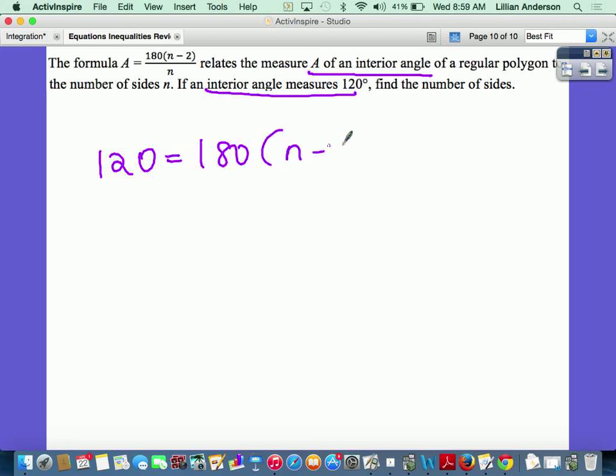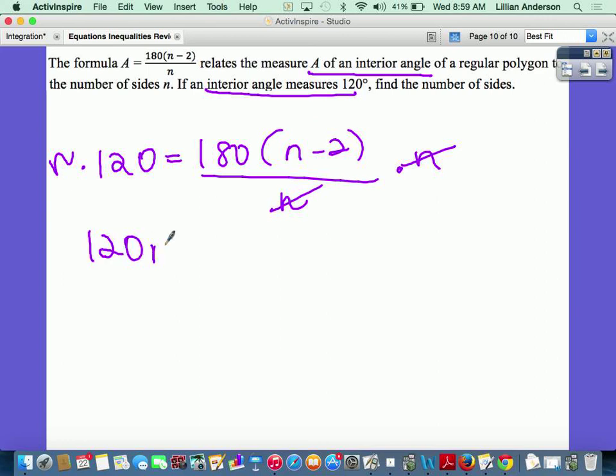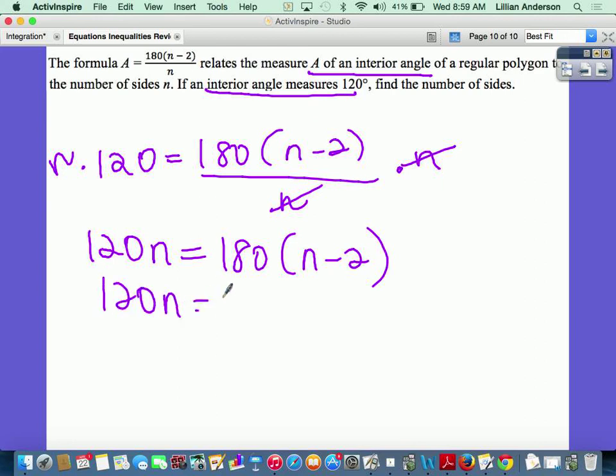And if I'm looking for my number of sides, that means I'm looking for what variable? How do I solve this? And remember what I do? Multiply n by both sides. I'm canceling out over here, so I have 120 n equals 180 times n minus 2. What do I do from here? Distribute. So I get 180 n minus 360.